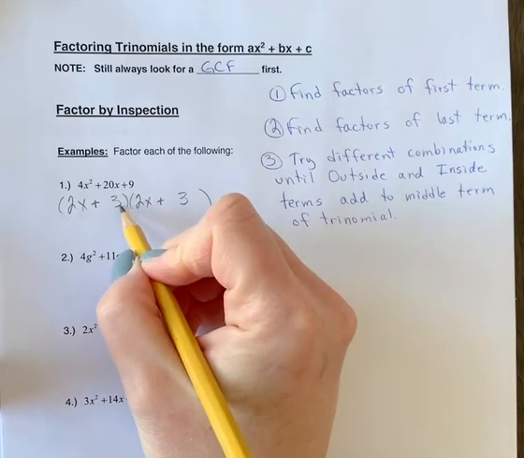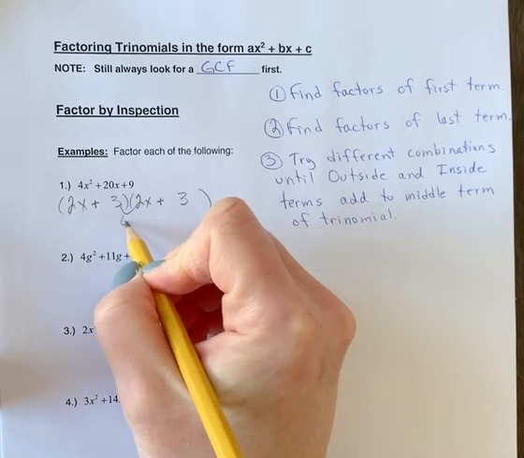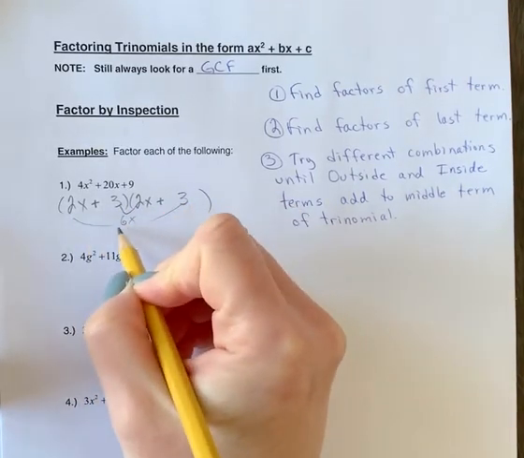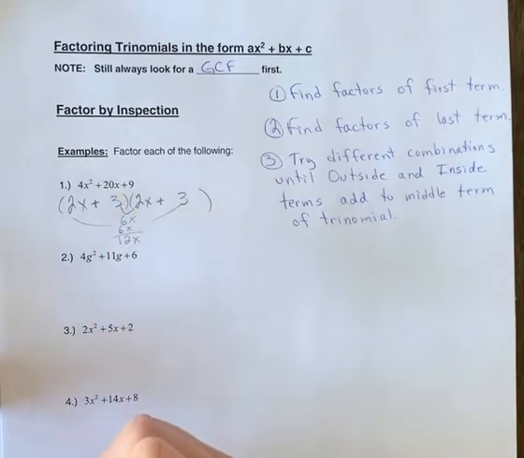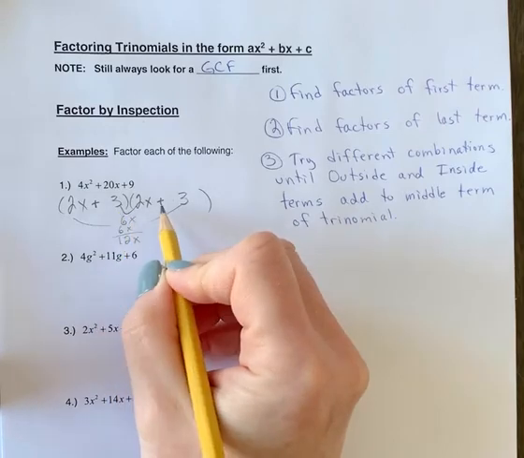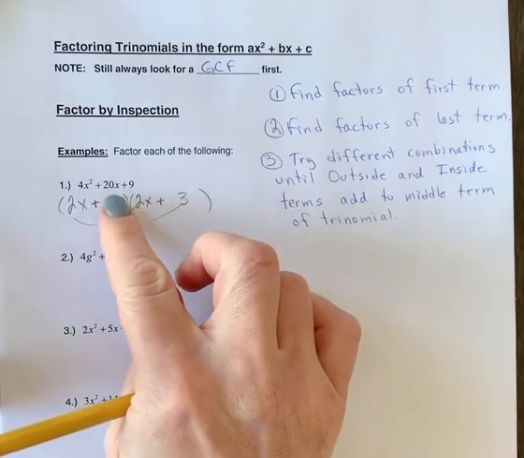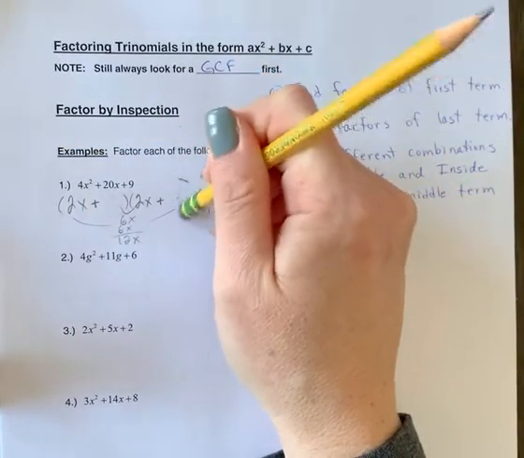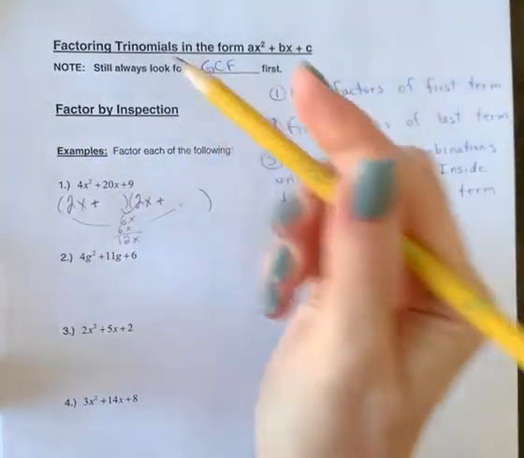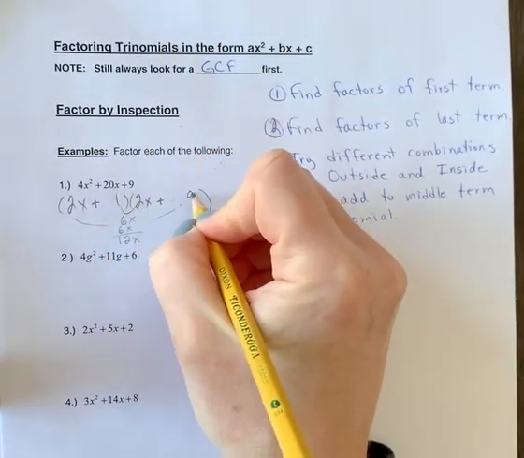So then I'm going to check my inside. 3 times 2 is 6x. And my outside, 6x. When I add those, I get 12x. I need that to add to 20x, so it cannot be 3 and 3, right? I'm going to try 1 and 9 next. So this is where that factoring by inspection, you're going to try different things. So I'm going to try 1 and 9.